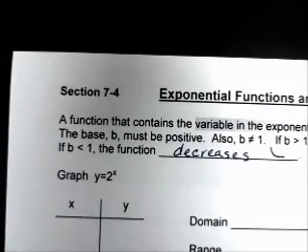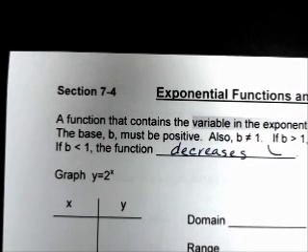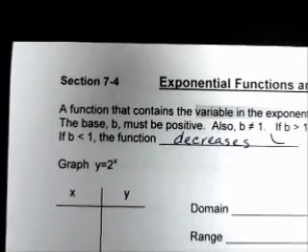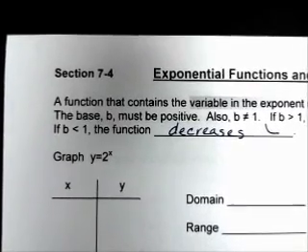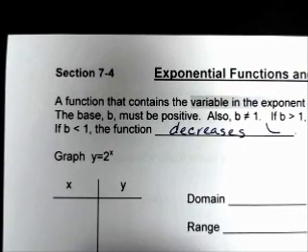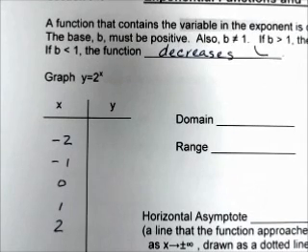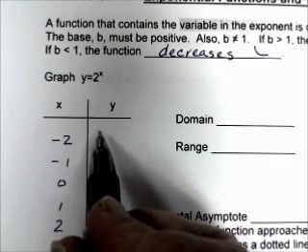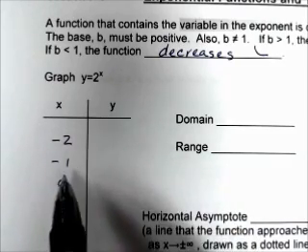We want to graph y equals 2 to the x. Well, first let's look at some integer values of y equals 2 to the x. Let's go with negative 2, negative 1, 0, 1, 2. Yes, we could use the calculator, but for practice purposes, let's try this by hand.